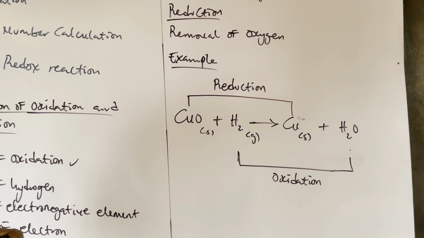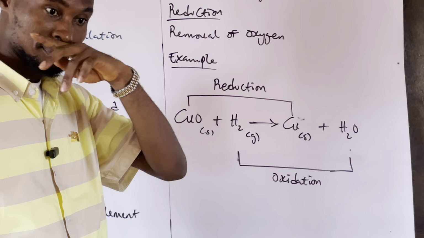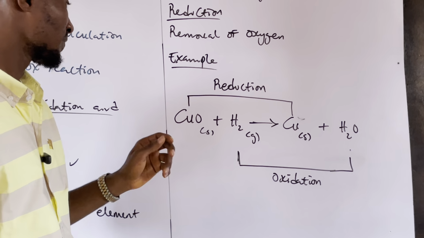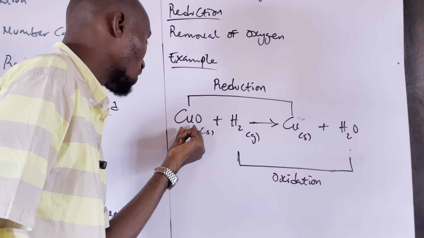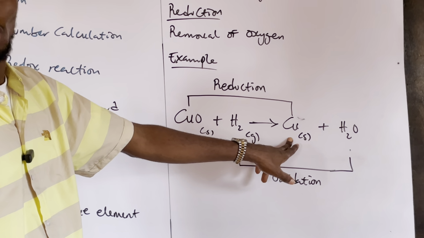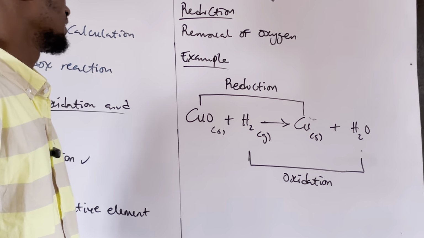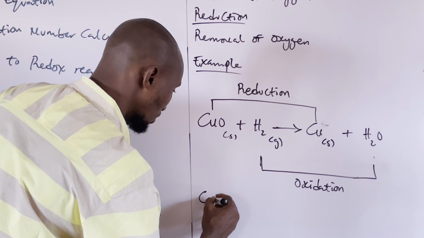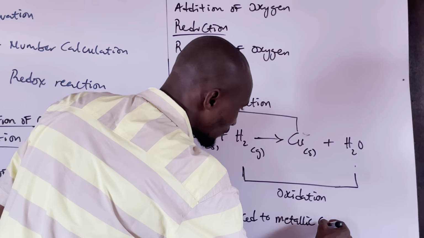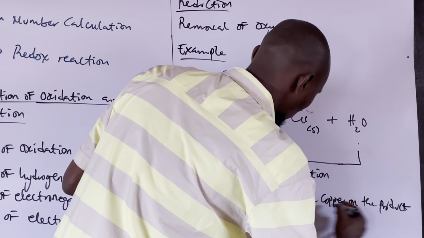Now let's review this. Remember we said oxidation is addition of oxygen. Copper 2 oxide, this compound has oxygen in it. But here it has been reduced to metallic copper. Do you understand now? We say that copper is reduced to metallic copper on the product side.